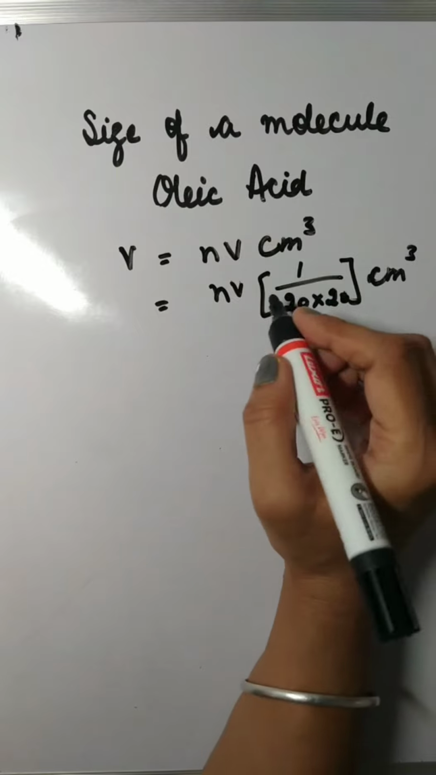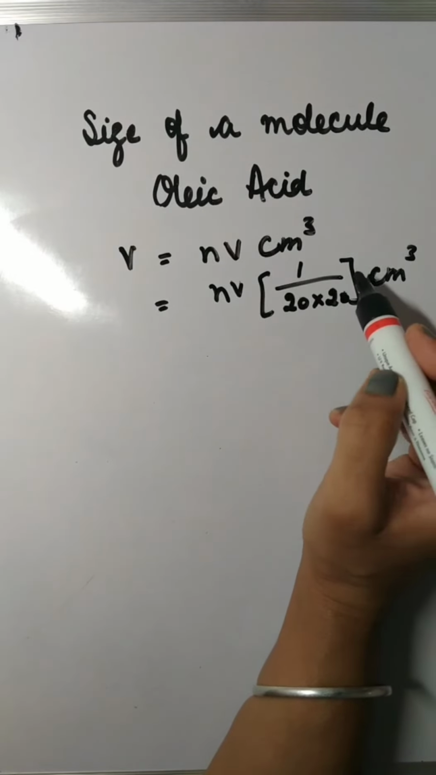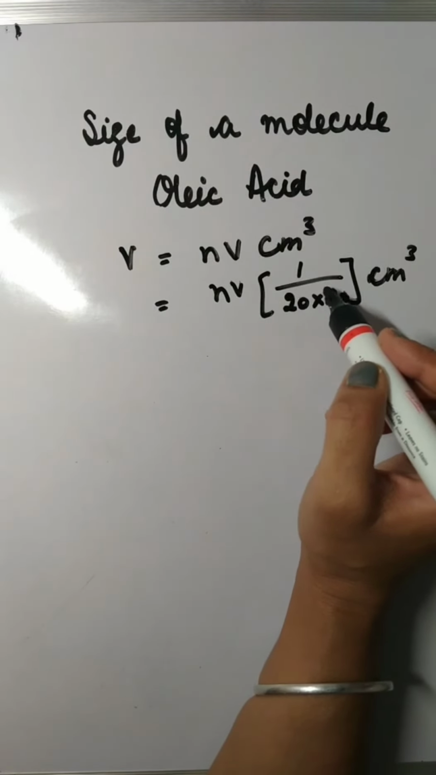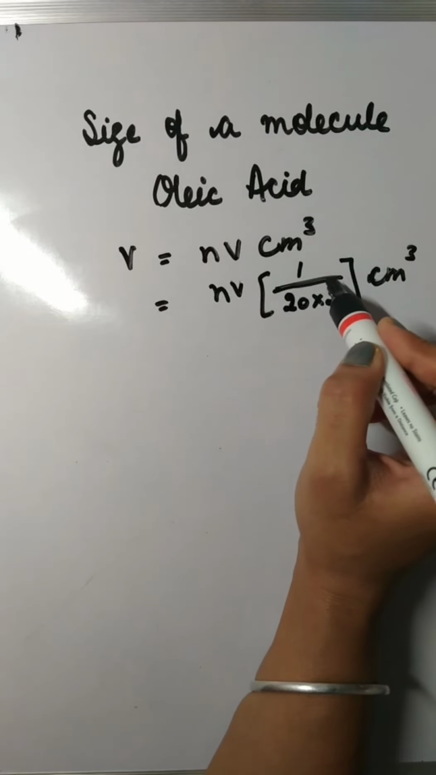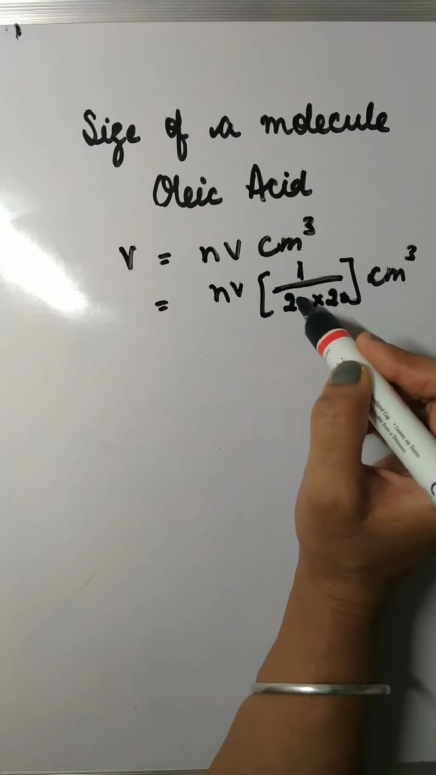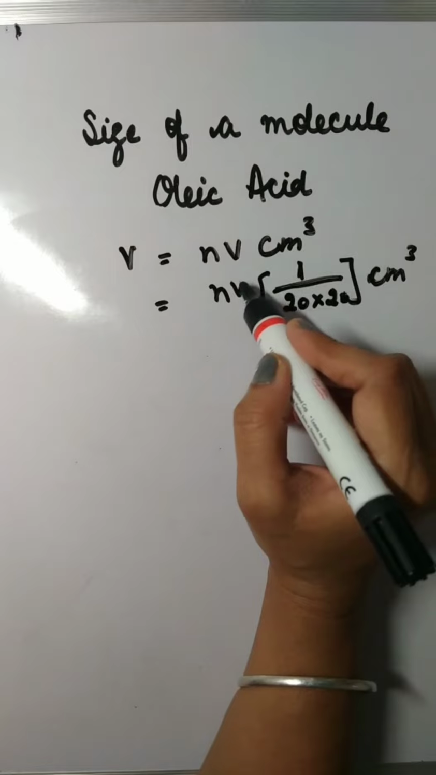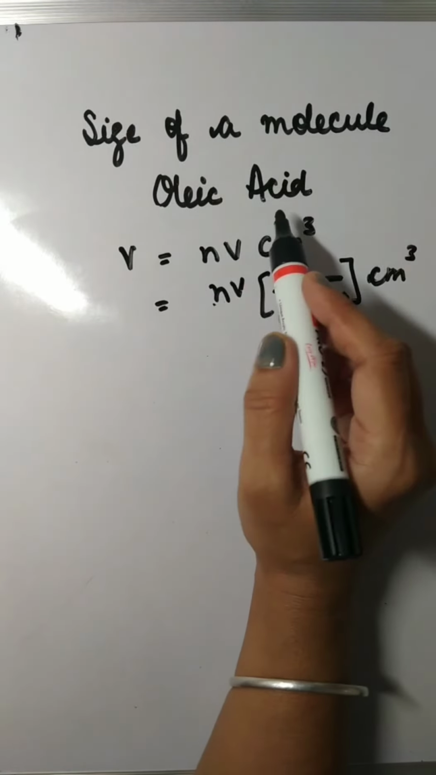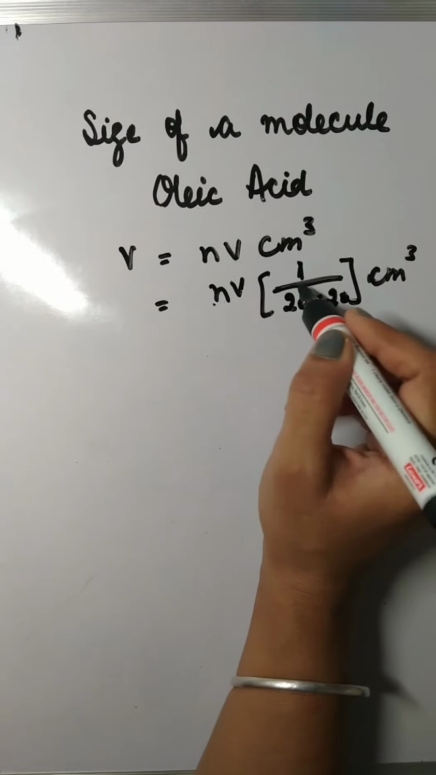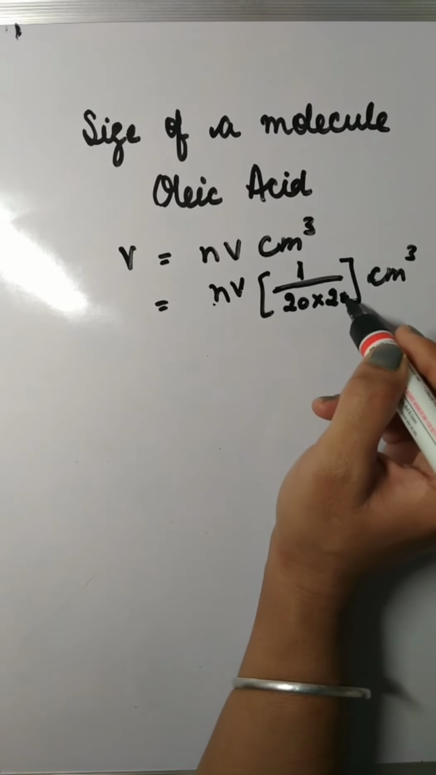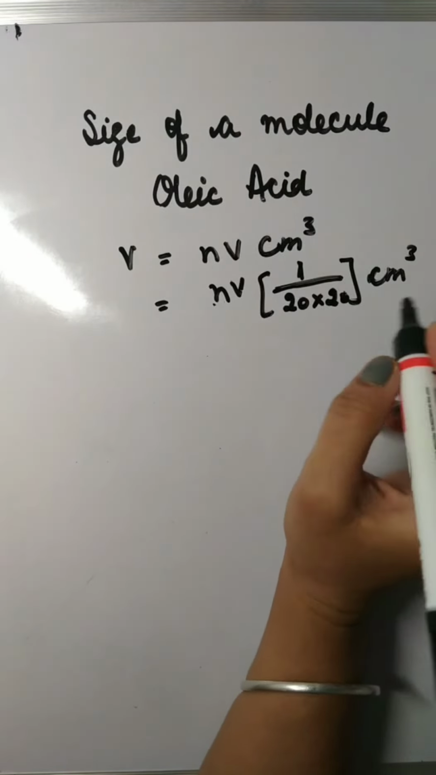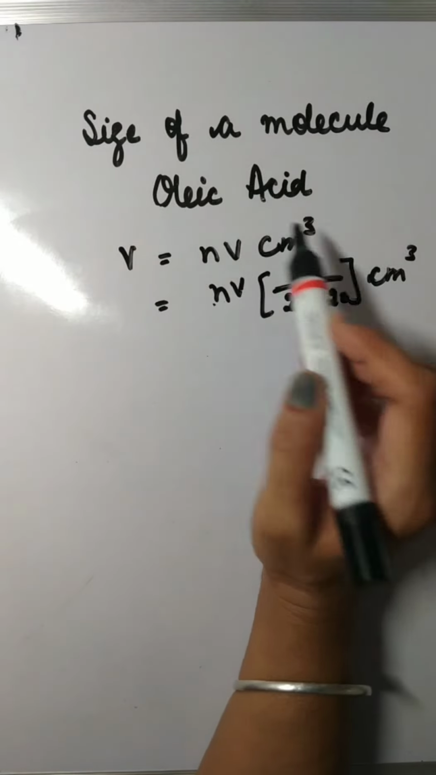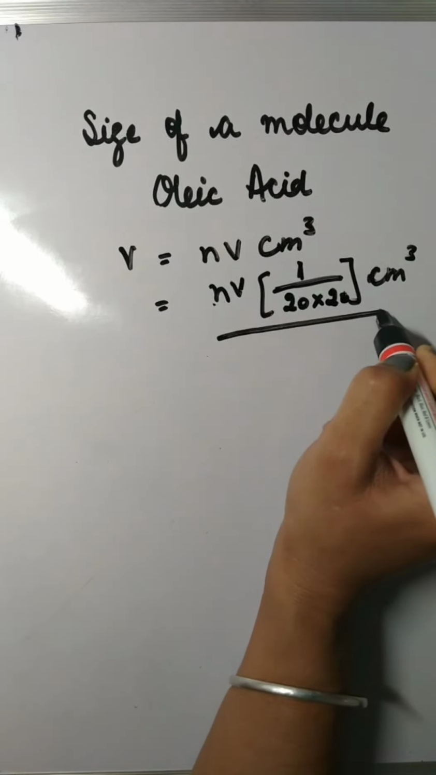The amount of oleic acid in this solution is nV into 1/20 into 1/20 centimeter cube. This is the total volume of oleic acid in the solution, because the concentration of oleic acid in alcohol was 1/20 into 1/20. So if the total volume of solution is nV, then the volume of oleic acid becomes nV into 1/20 into 1/20 centimeter cube.